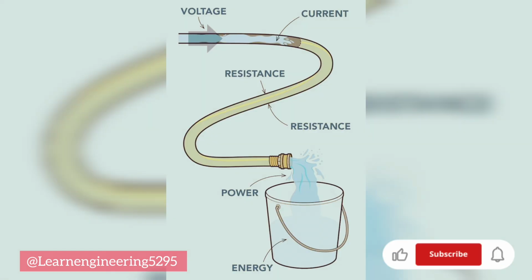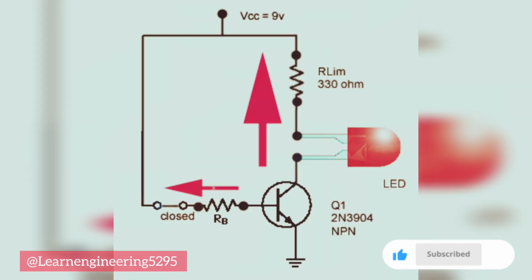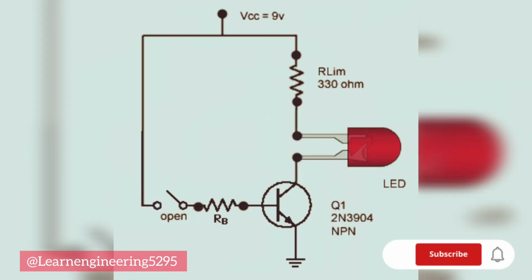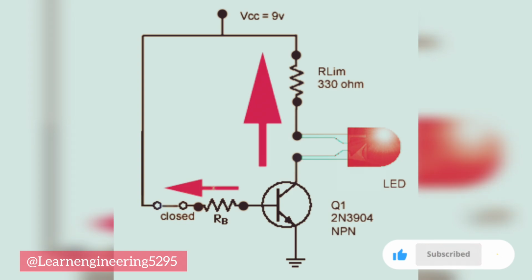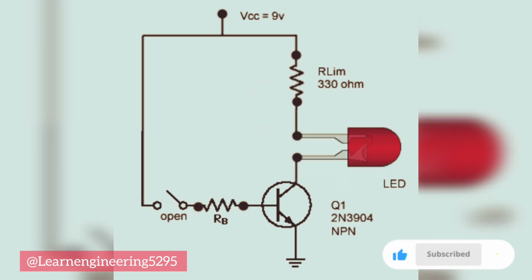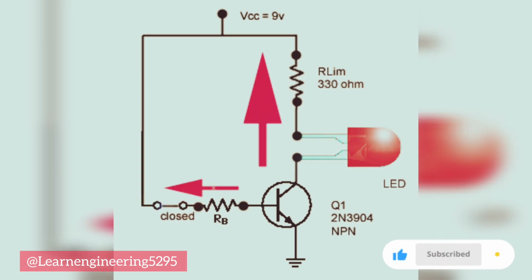Think of a transistor like a water tap. A small twist on the tap controls the large flow of water. Similarly, a small electrical signal at the base controls a much larger current between the collector and emitter. When current flows into the base, it turns on the transistor and allows a larger current to flow. No signal at the base, the switch stays off.